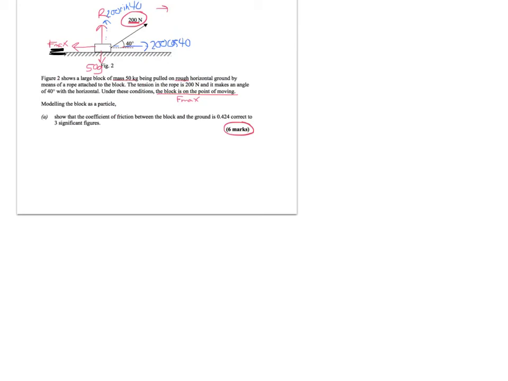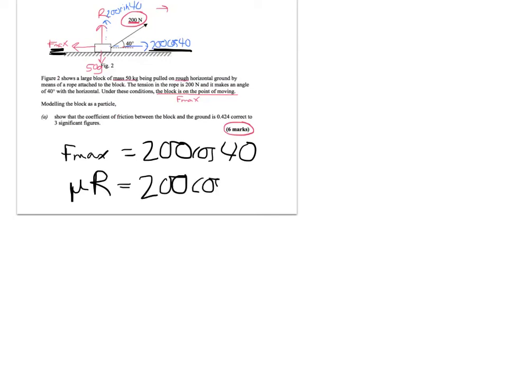That means this is equal to this, because it's in equilibrium. So F max equals 200 cos 40, and we know what F max is. We can use the formula we've got written down: mu R equals 200 cos 40. Mu is what we're trying to find. R, do we know R? Let's have a look. No, we don't know R, but we can work it out because we know this and this.